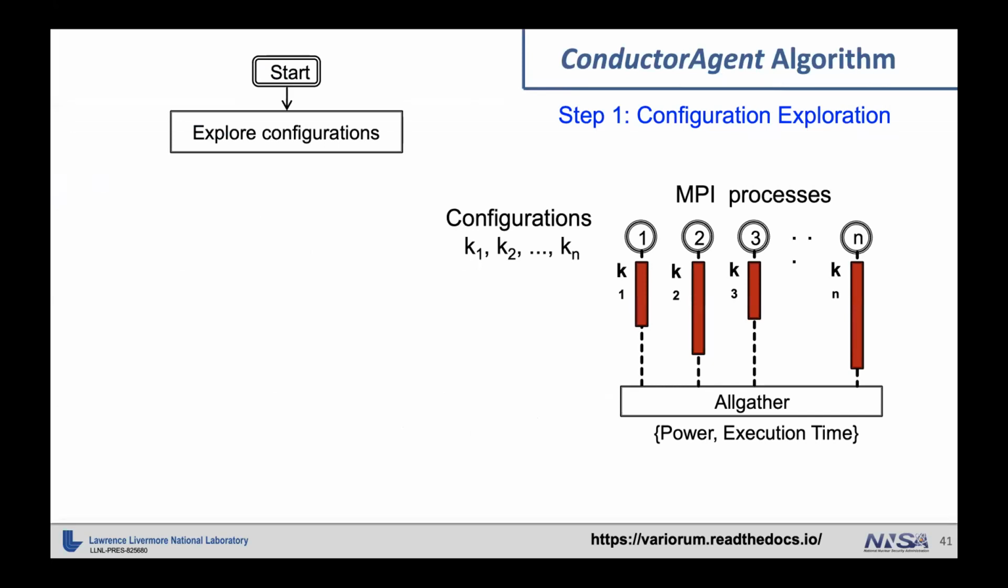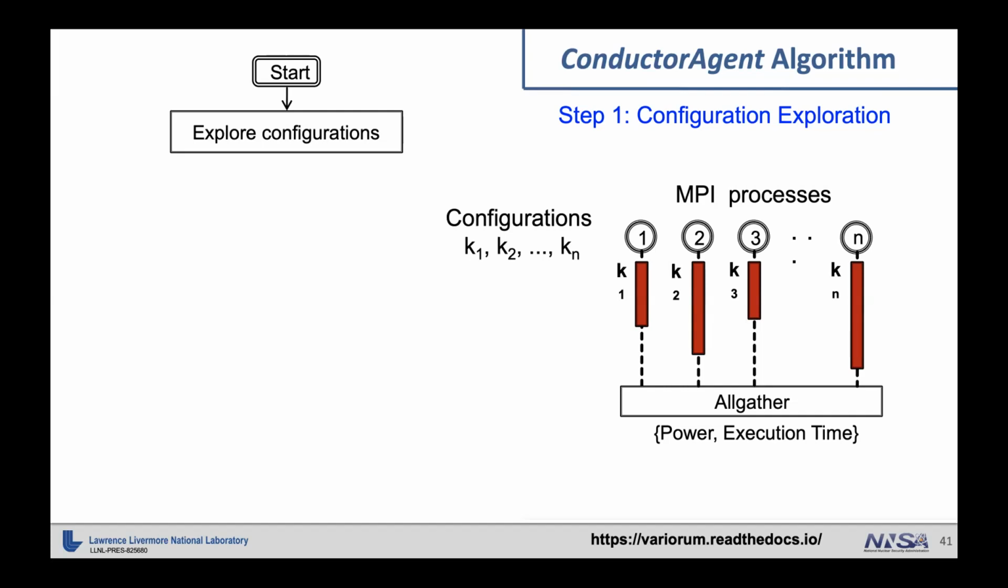The first step of this algorithm is the configuration exploration step. Conductor assumes that applications have time steps. The idea is to explore sufficient configurations for each computation region over a few time steps. Here is an example of a time step. We have k sub 1 to k sub n unique configurations.